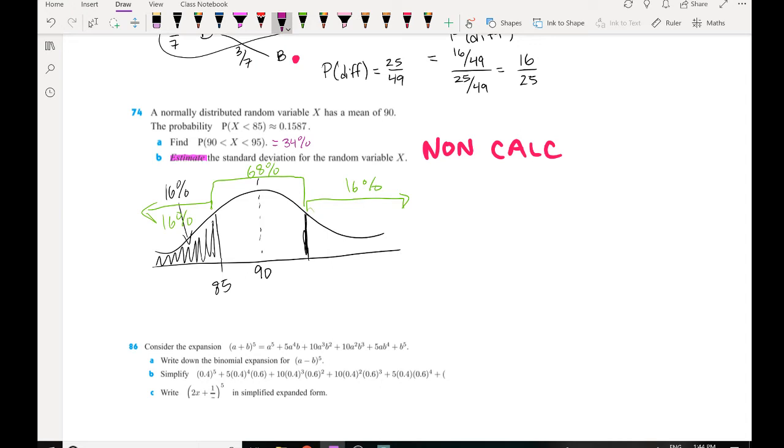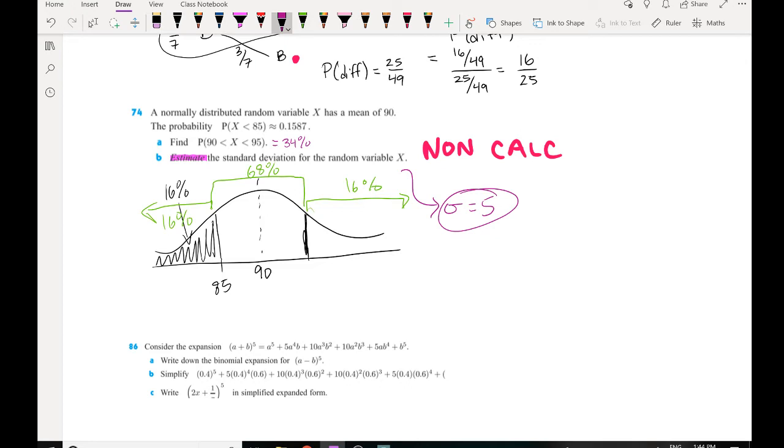And then when it says to estimate the standard deviation, based on the numbers they've given me, I'm estimating that the standard deviation is 5. Because if 16% is below 85, that must mean that that's the value that's one standard deviation below the mean. So that's kind of it.